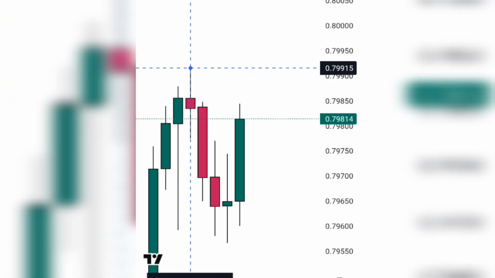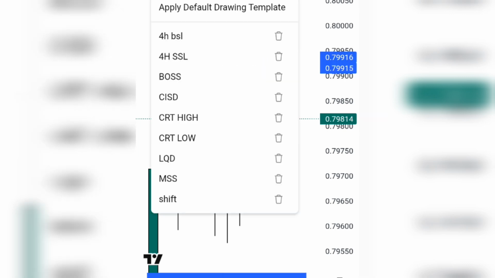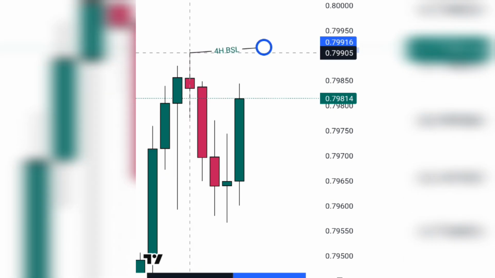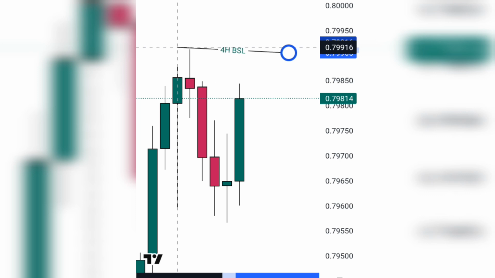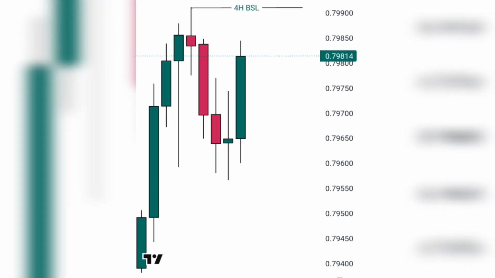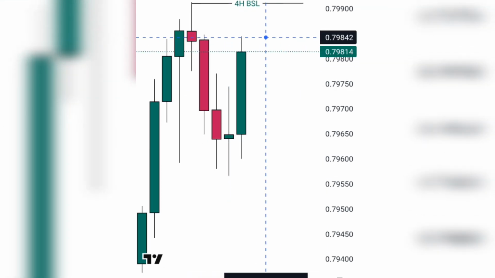And lastly, this is for CRT on GBP USD. That is a 5 a.m. CRT candle. So first we're going to mark the 4-hour buy side liquidity. That is the buy side liquidity that we have on the 4-hour time frame. After marking the 4-hour buy side liquidity, we're going to mark also the CRT candle high and low.